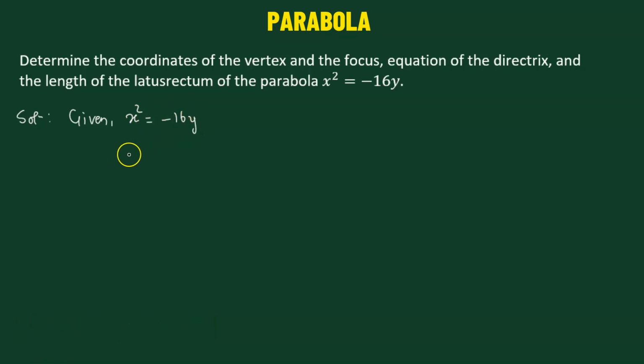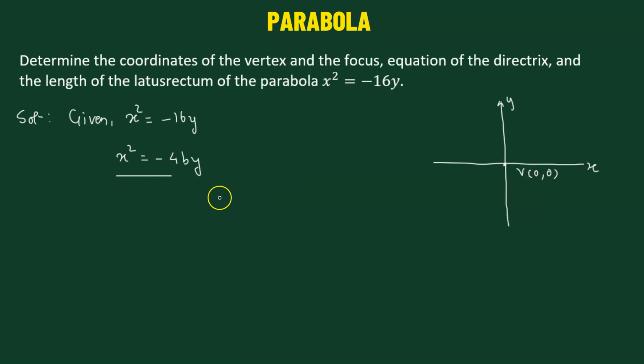Now, on first observation, if we consider the given equation of the parabola, x squared equals negative 16y, we can say that this is comparable with the standard form x squared equals negative 4by. Whenever we have the equation in its standard form, the vertex is always going to be at the origin, that means at 0, 0. That's going to be the coordinate of the vertex of that particular parabola.